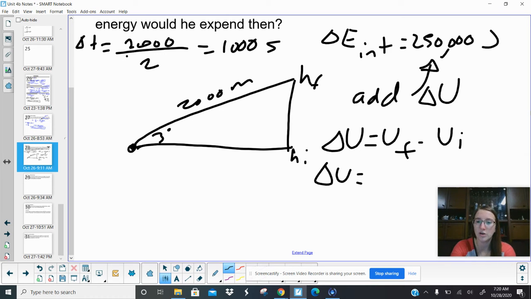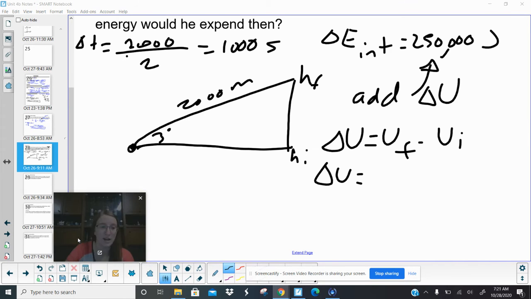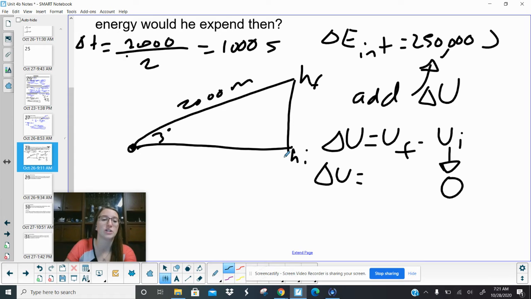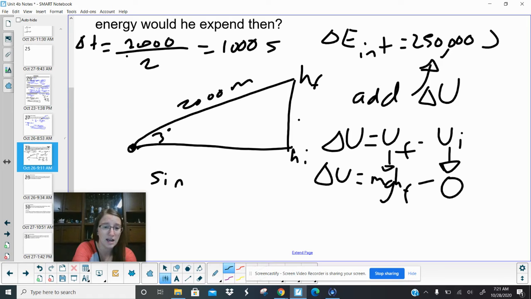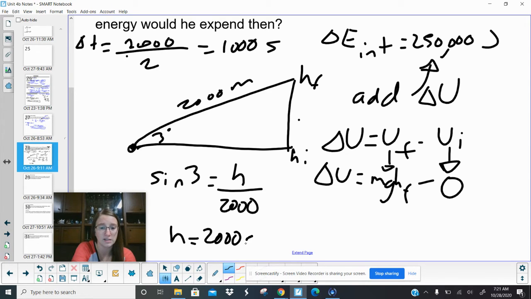Okay, so we should know, hopefully by now, we're getting better with this, that understanding when certain energies are 0, our initial potential energy is 0. If our height is 0 initially, our potential energy initially is 0. So for our final, we need to do mg times the height we end up at. So in order to do it, we need to do some trig. So our height is over here. This ends up being a sine function. Sine 3 equals height over 2,000. We end up multiplying the 2,000 over, and we get height is 2,000 sine 3.